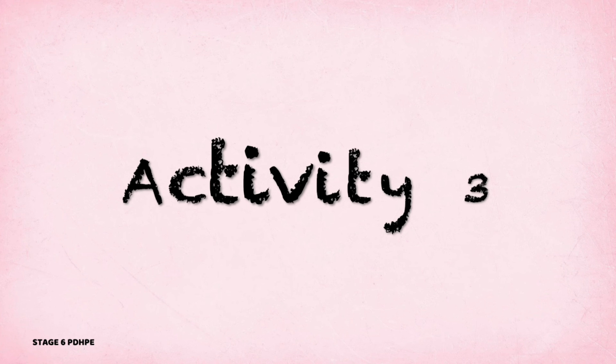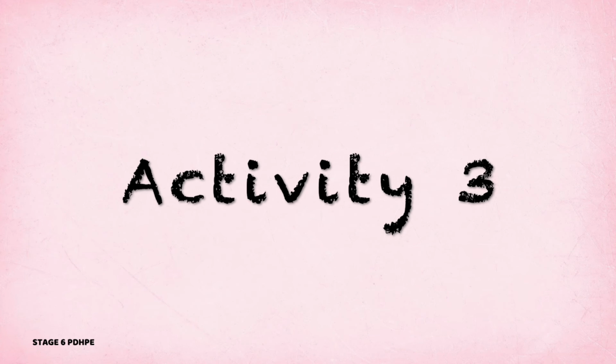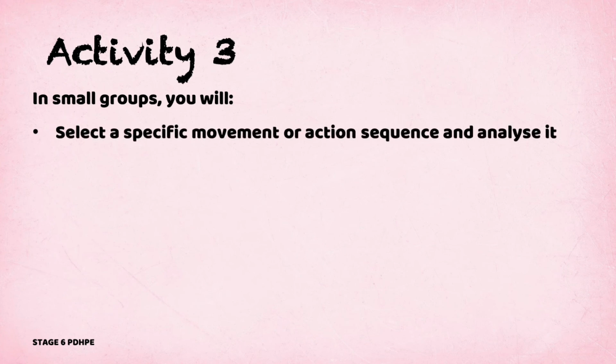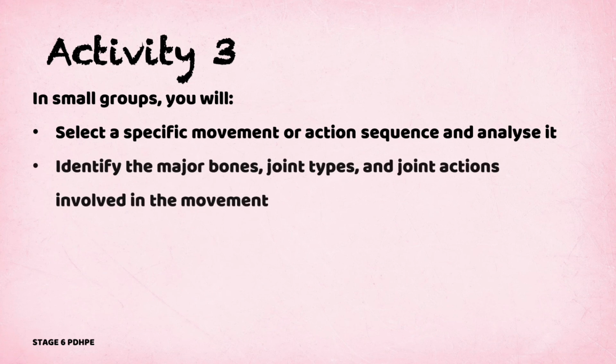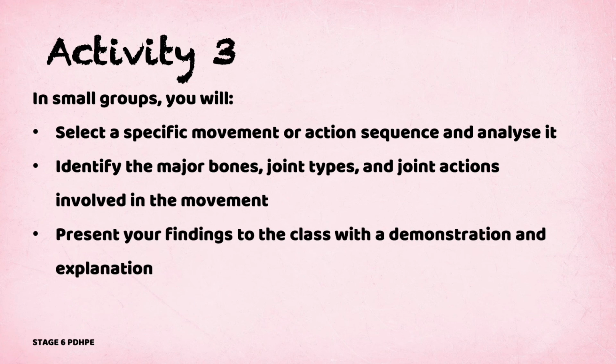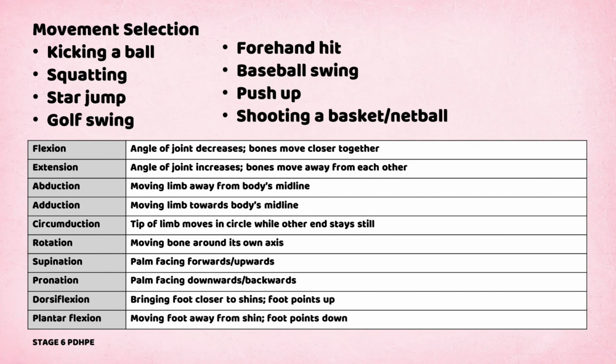For our final activity, you are going to be analyzing and breaking down different movements seen in sports and other physical activities. In small groups, you will choose a specific movement or action to analyze. You will need to identify all the major bones involved and possible joint types, as well as the joint actions that create that movement. You will then present your findings to your class, demonstrating the movement and explaining its different components. Select one of the movements shown here to begin.